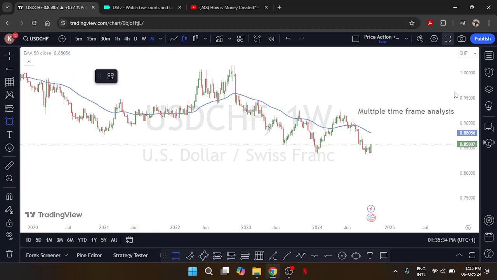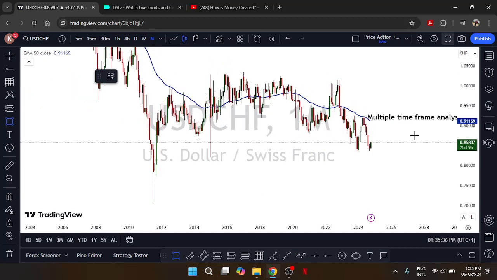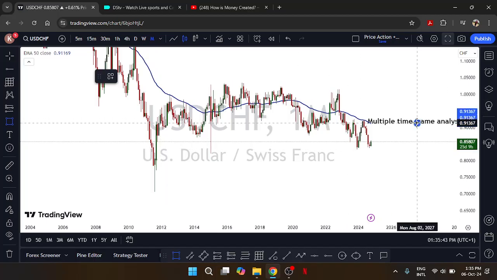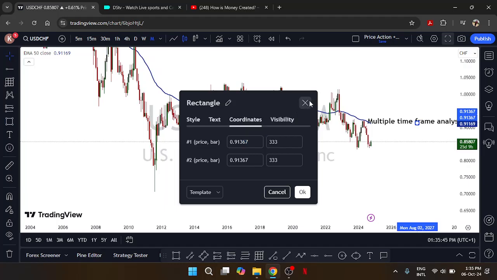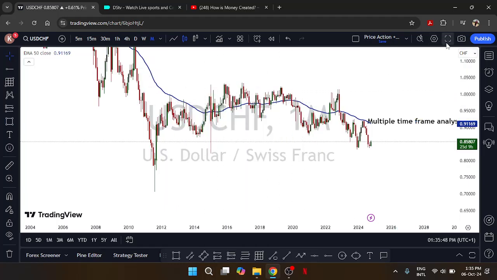So I just go to the monthly. I don't usually do it on the monthly, but I'm doing it because the weekly is kind of looking not really clear to my eye. So that is why I move to the monthly.